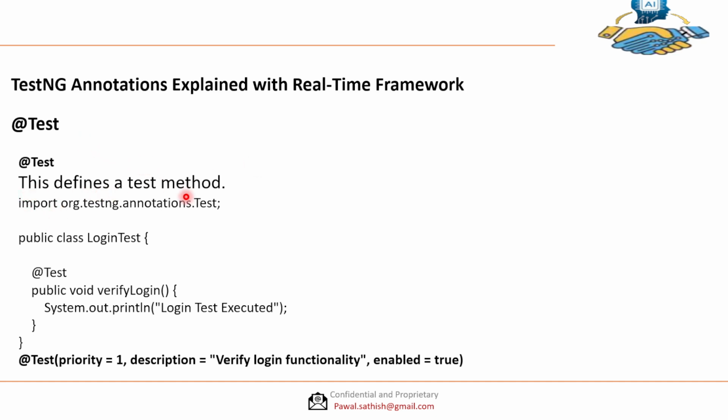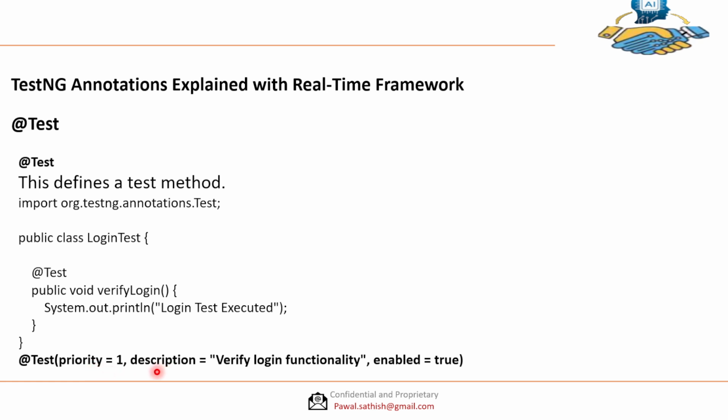So this defines the test methods. When we are converting a manual test case into automation, the actual logic we can write in @Test methods. And if you see @Test methods, we have different parameters. The first parameter is the priority. We can define the priority.